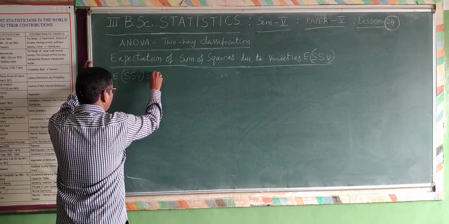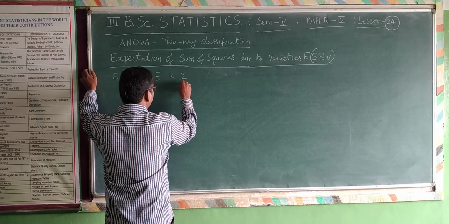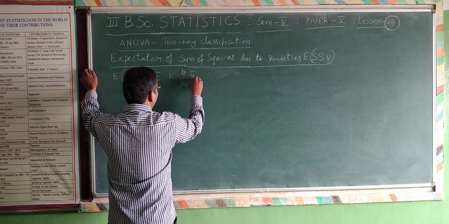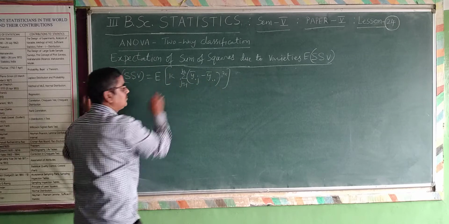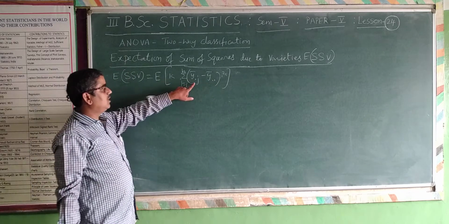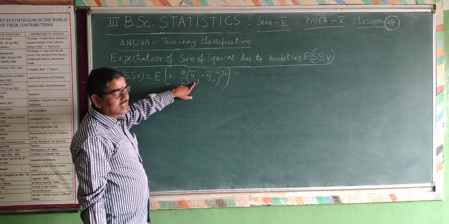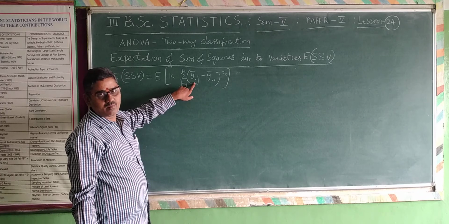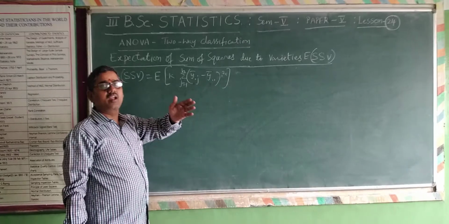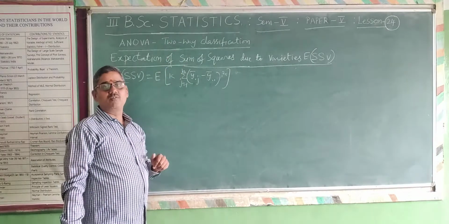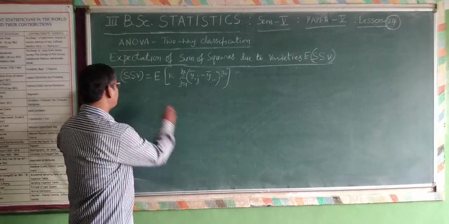Expectation of SSP. The formula of SSP is equal to K into summation j is equal to 1 to H, y bar dot j minus y bar dot dot, the whole square. This is the formula in which y bar dot j is mu plus beta j plus epsilon bar dot j, and y bar dot dot is mu plus epsilon bar dot dot. These are the three results we have obtained from y i j, the mathematical model: y bar i dot, y bar dot j, y bar dot dot. Now I am substituting the values here.